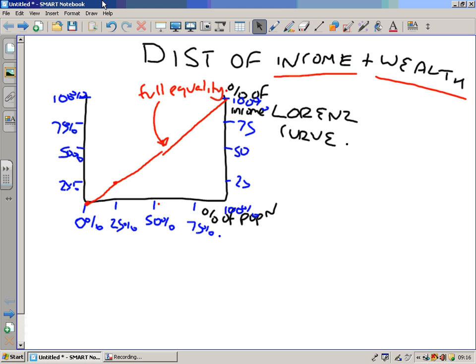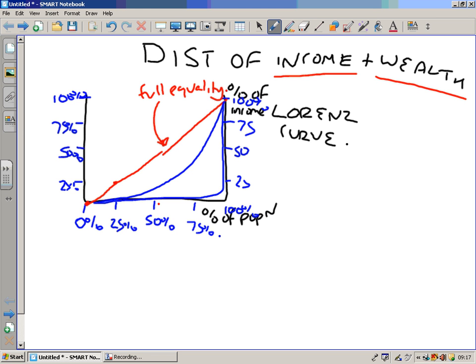Okay, now what we will tend to get though is some inequality in every country across the world. If we went for a very, very unequal society, the line would more or less hug the axes. And what this shows is that most of the income of the country is in the hands of a very small minority of the population. What we tend to get is something like this. And this measures some level of inequality. The further our blue line is from the red line, the more unequal our society is.